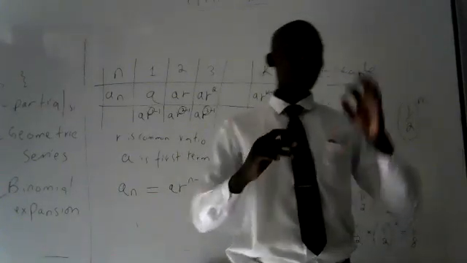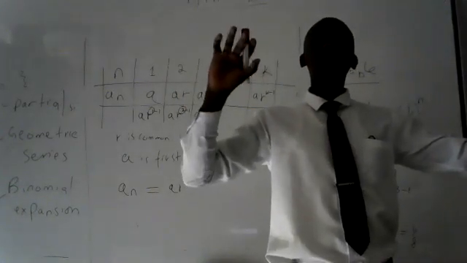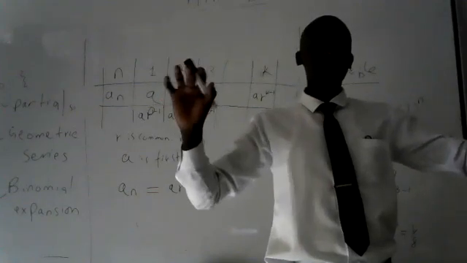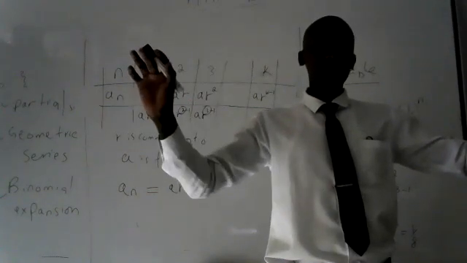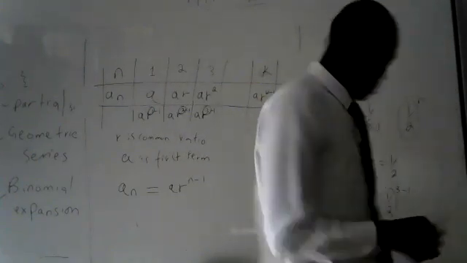So if I have the first term as A, to get the second term, I know that the ratio of the second term and the first term is R. So for me to get the second term, given the first term, I just multiply the first term by R. Suppose you have this.